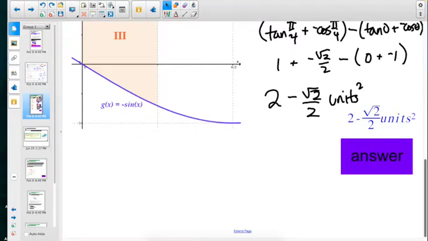Yeah, you've earned the right not to combine fractions. We're not in algebra anymore. In fact, I've seen people leave it like that and still be okay. Put unit squared on there.